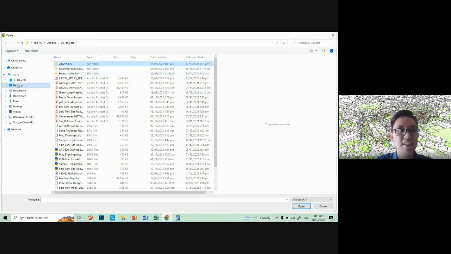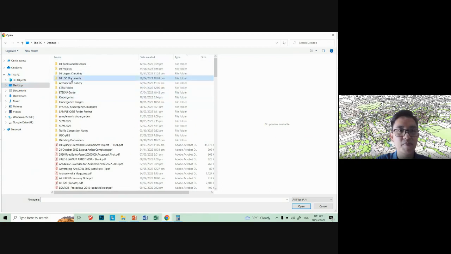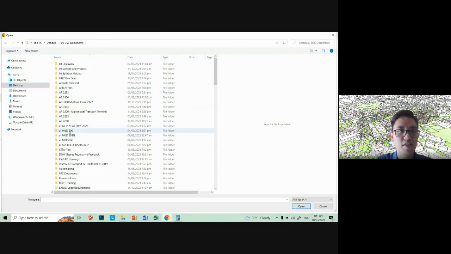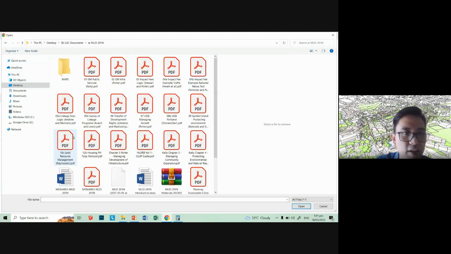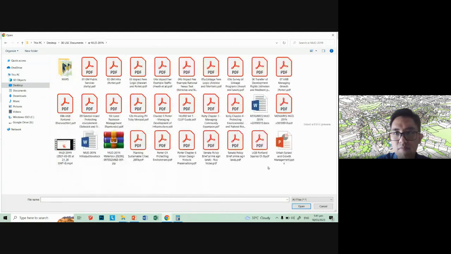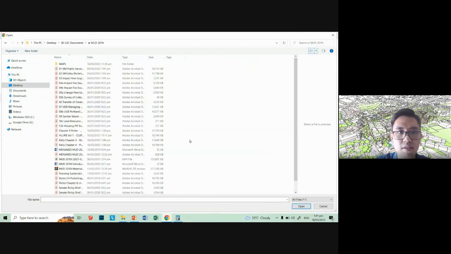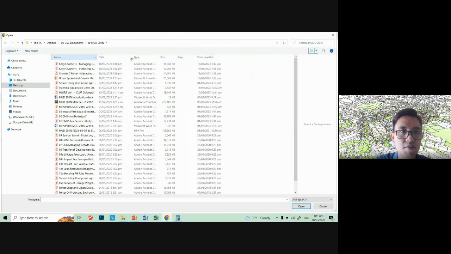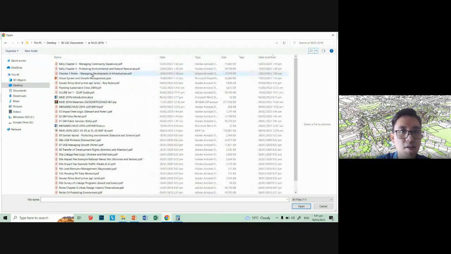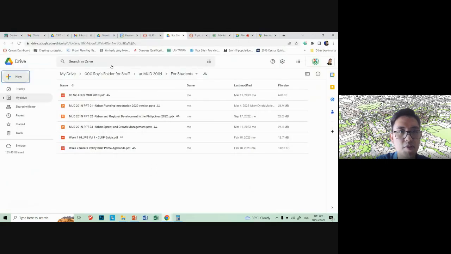Okay, let me see. Desktop. Okay, MUD 201N. Okay. Details. There you go. I can only load one at a time.